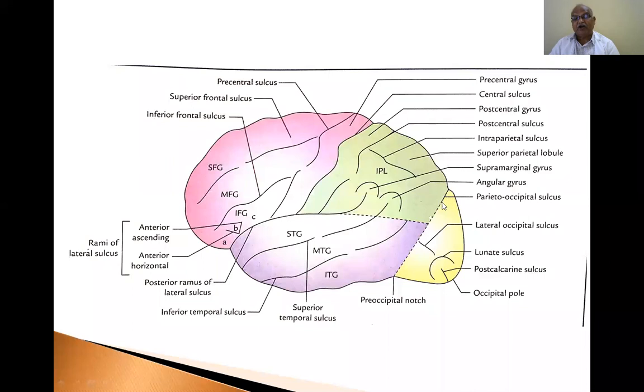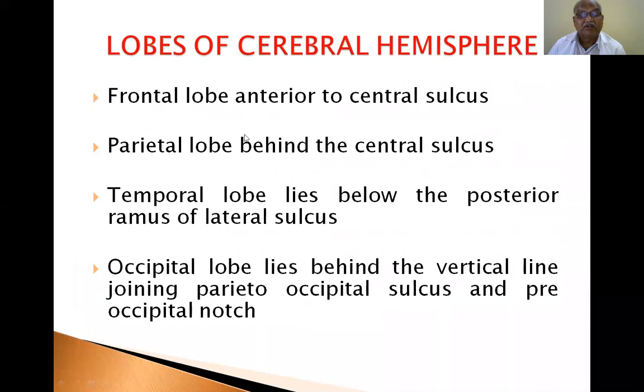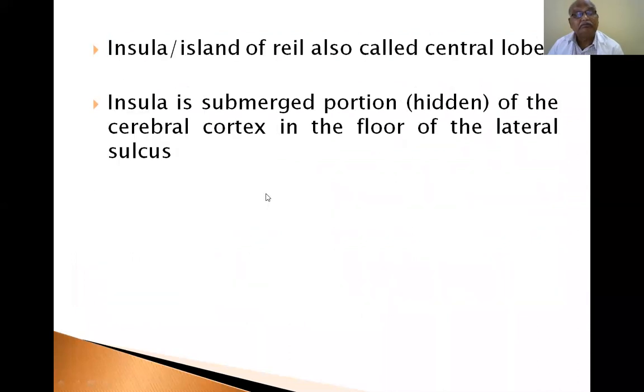So, the parieto-occipital sulcus and an imaginary line connect to the pre-occipital notch. This is the pre-occipital notch, and this is the occipital pole. The occipital lobe lies behind the pre-occipital notch. An imaginary line connecting this one, this is the occipital lobe. That is given in the literature in the PowerPoint. This is the shape that I showed in the diagram.